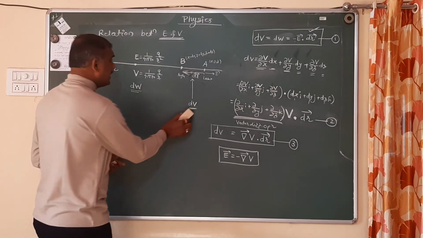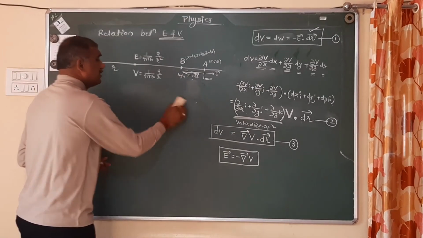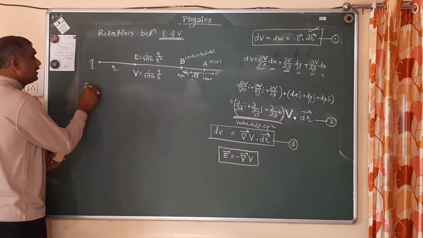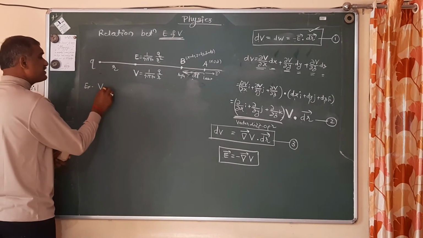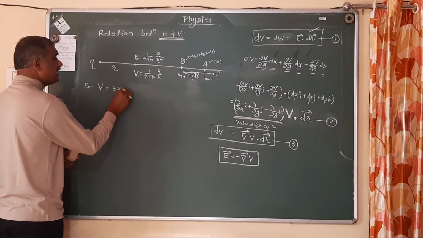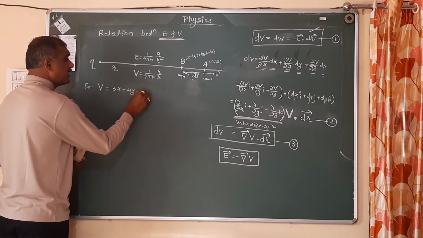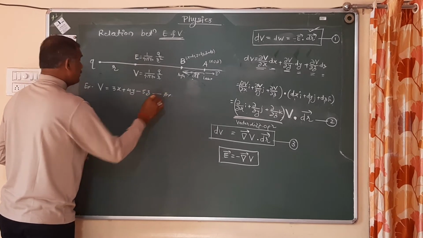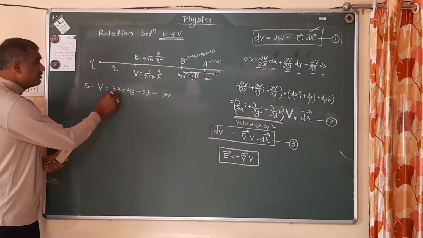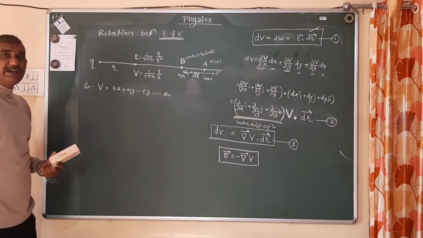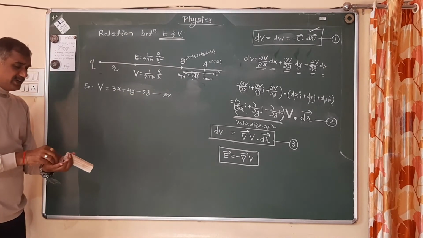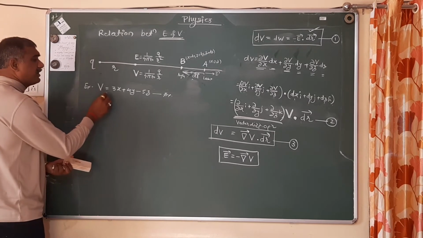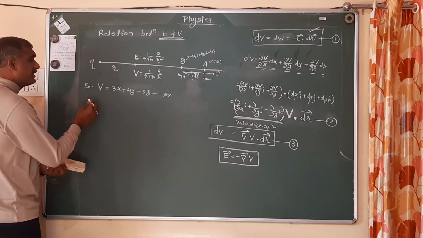Now for your understanding I am giving you an example. Suppose the electric potential in a space is exactly equal to 3x plus 4y minus 5z. This is an example. In examinations, Nagpur University has asked this type of numerical a number of times: the electric potential is given and they ask for the electric field intensity.